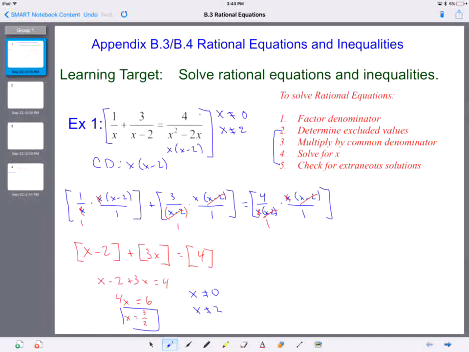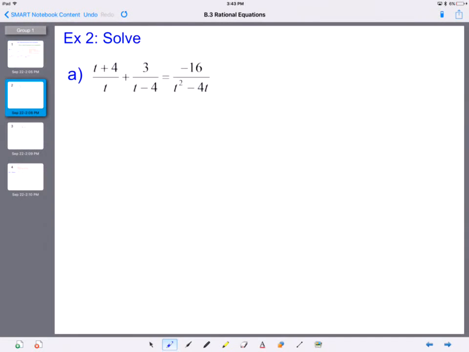You don't have to plug it back into the original problem. If you did, it would get a little crazy. So that's the nice thing: you don't have to plug it back in, you just have to check against your restrictions. So that's how you solve rational equations. Let's take a look at another one.